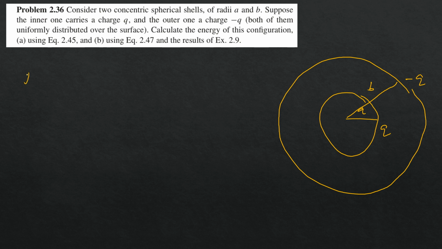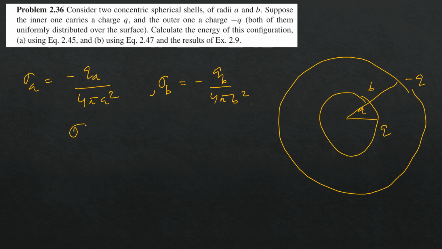Inner one will be simply minus qa by 4 pi a square, minus qb, that is charge on b, that is 4 pi b square. Total will be what? Like the whole one? qa plus qb by 4 pi r square.